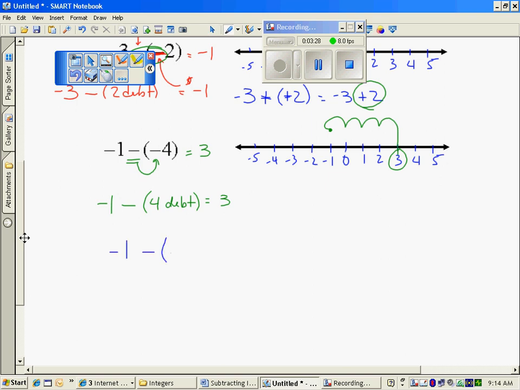-1 minus -4. When we have two signs, we can add the opposite, and now it becomes an addition problem. If I look and put this on the number line, it tells me to start at -1 and move 4 to the right. 1, 2, 3, 4. So I end up at the same value. So there's 3 cases in which you can look at the same problem.